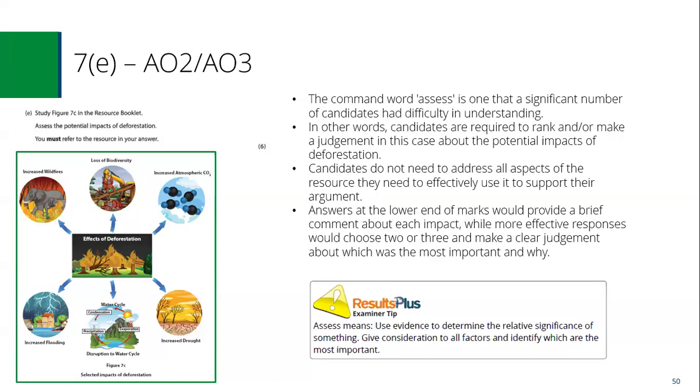Answers at the lower end of the marks will provide a brief comment about each impact, with more effective responses choosing 2 or 3, making clear judgments about which is the most important. As we've said there, in terms of an examiner's tip, assess means use evidence to determine the relative significance of something, giving consideration to all factors and identifying which is the most important. In this case, had you picked 2 or 3 of these which, as a candidate, you think are the most important, and explained why one is more important than the other, and given some judgment as to that, that's the way to develop those answers and get into those full marks.